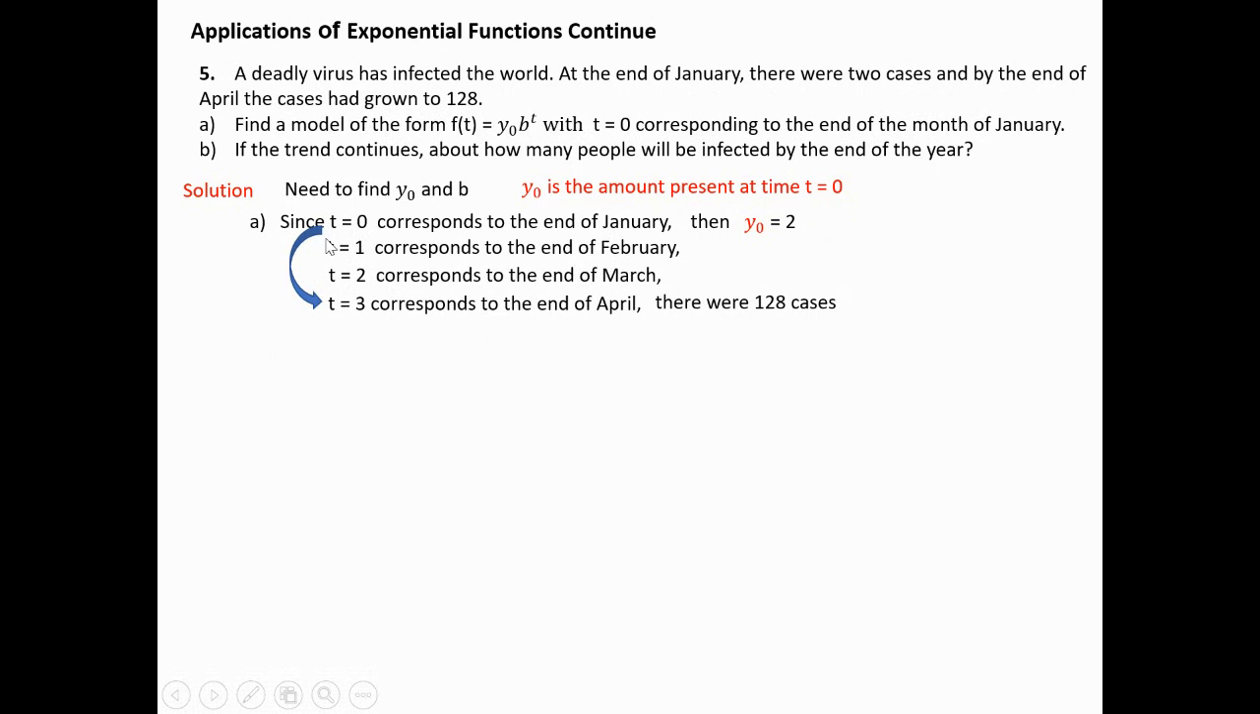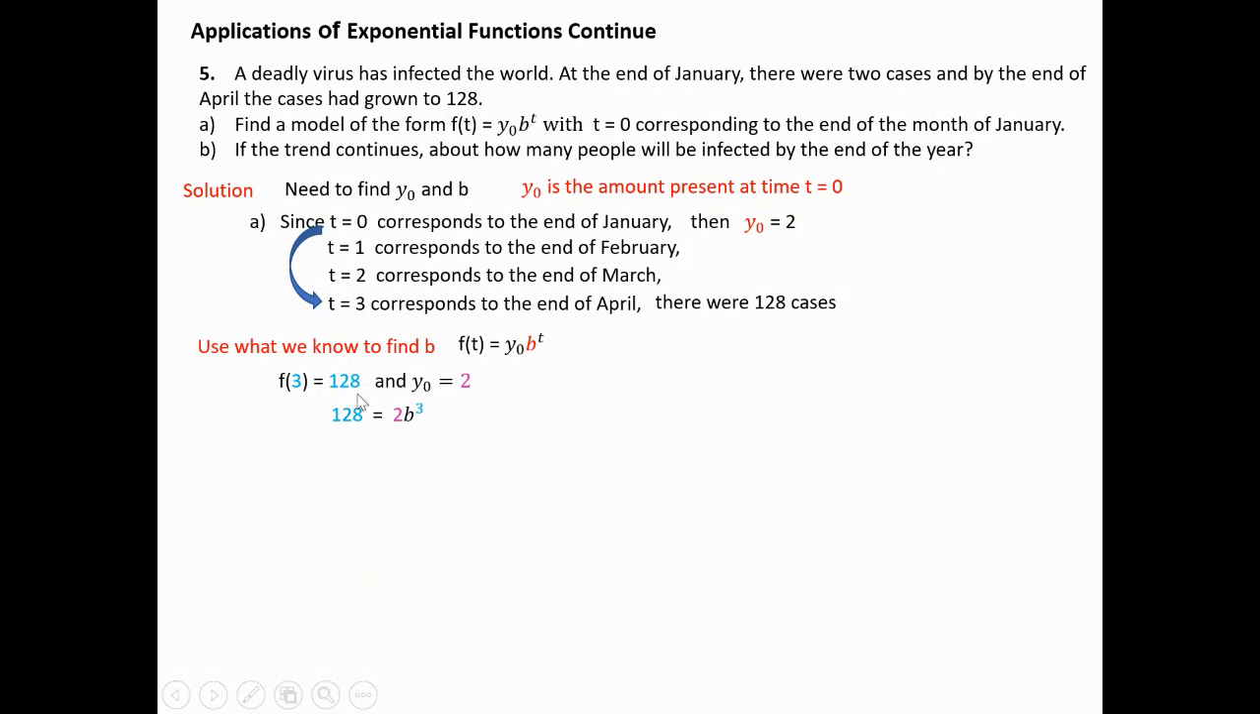Here, guys, I just wrote t equals 1 corresponds to the end of February, but if you knew, you could go from t equals 0 all the way to t equals 3 corresponding to the end of April. But I showed every step so students will have a better understanding. This is my information. I know that y naught equals 2, so I already found y naught. Now I need to find b.